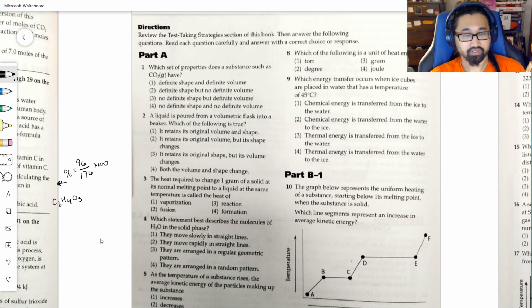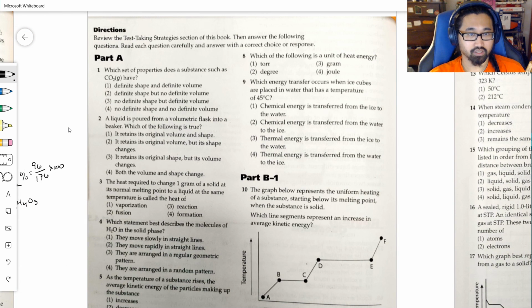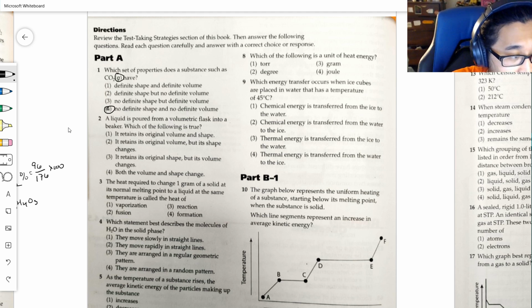Finally, the last little section, 74 to 75. What properties does CO2 (g) have? So don't forget what this means. This G means it's a gas. That's no definite shape, no definite volume. I'm not buying what you're selling. Please stop calling here. We're doing so well.